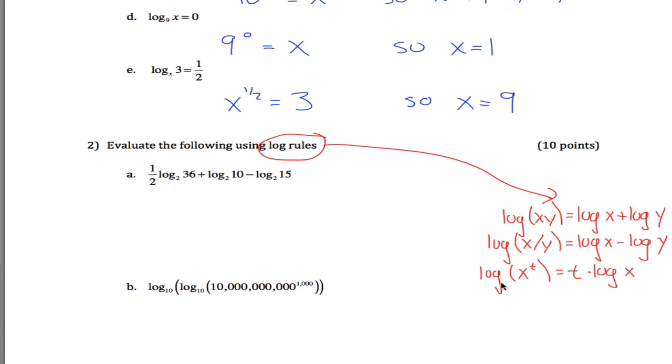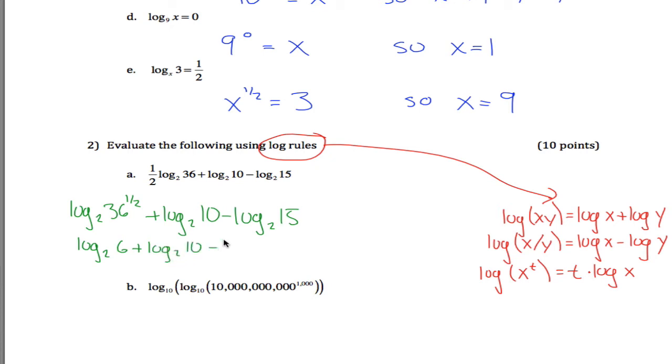I guess there's a few different ways to do this, but one way is to first use this 3rd log rule. You can use it backwards, I guess. You can use this 1/2 and rewrite it as log base 2 of 36 to the 1/2 power. So log base 2 of 10 minus log base 2 of 15. The reason that's helpful is because 36 to the 1/2 power is just 6. So we get log base 2 of 6 plus log base 2 of 10 minus log base 2 of 15.